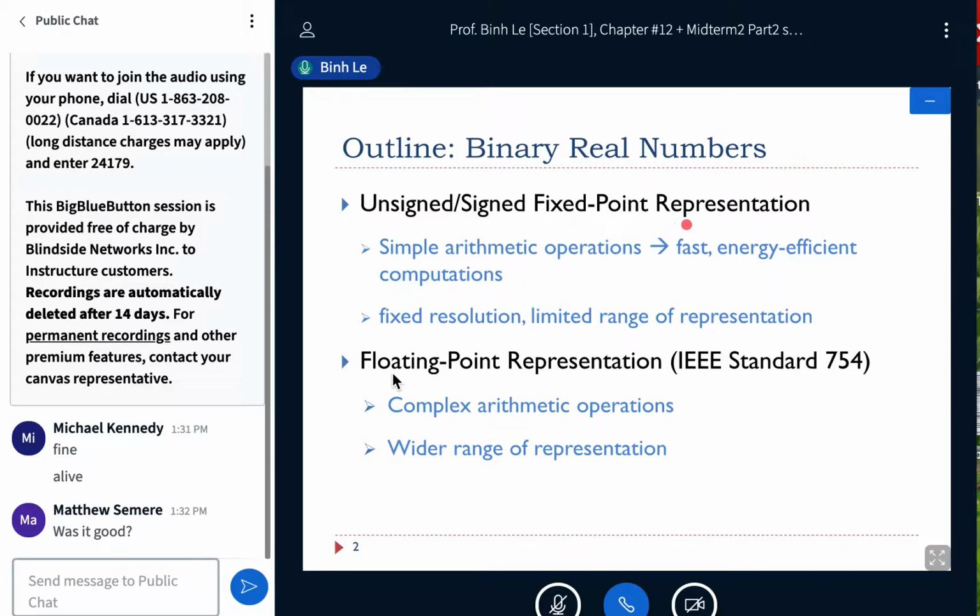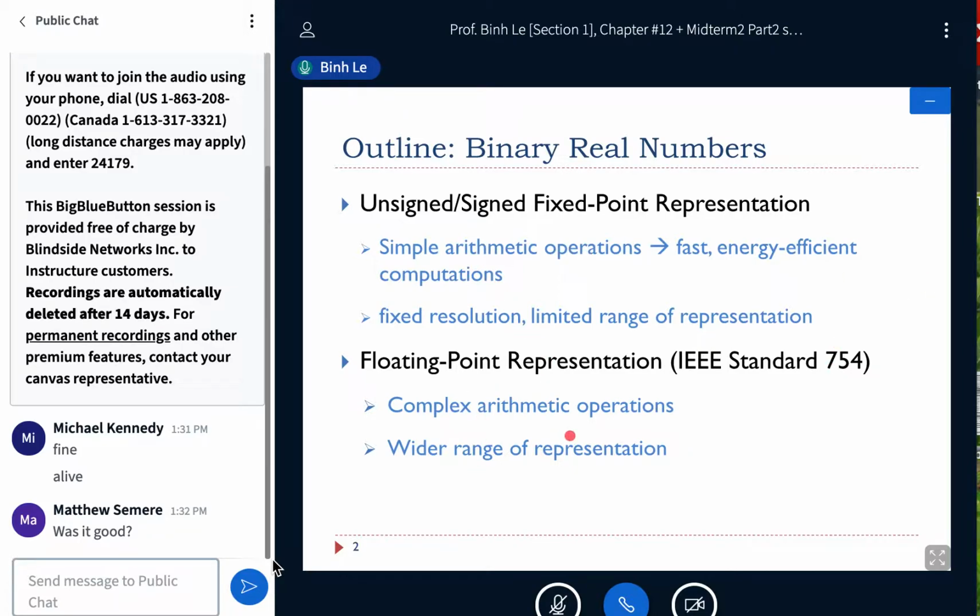Remember, fixed point and floating point are for real numbers. From today, we will talk about binary real numbers in this lecture. For fixed point, you can have unsigned or signed, and for floating point, we will follow the IEEE standard 754. You will know that very soon, if not today, then next week. So what are the pros and cons of using these?